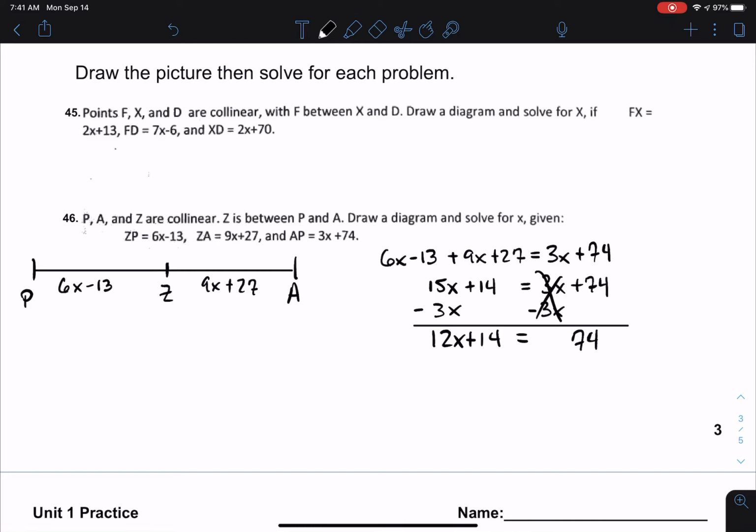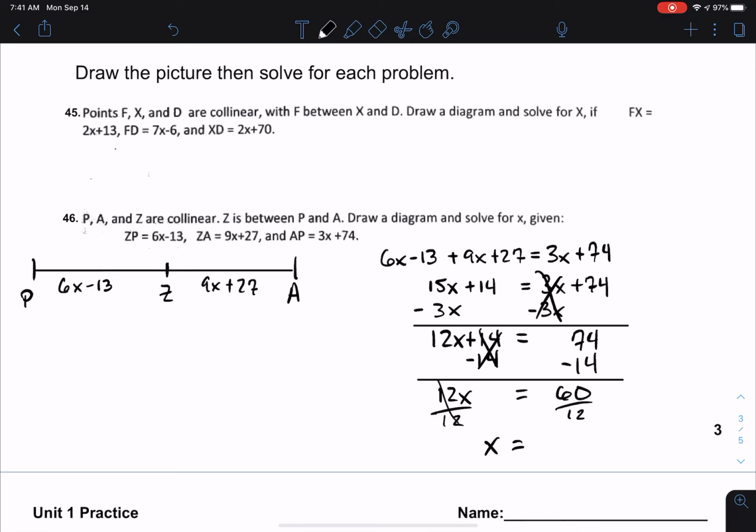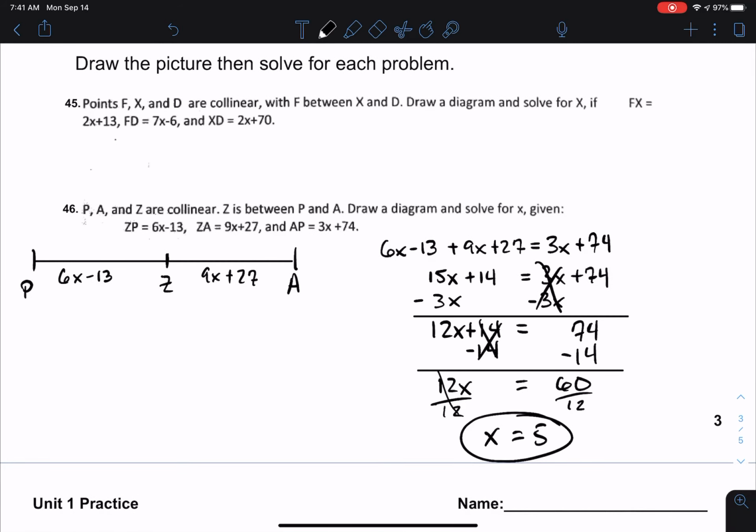Now it's just a two-step equation. We should be able to get it from here. Got to subtract 14 from both sides. This should hopefully be routine by now. And then my last step is to divide by 12. X comes out to be 5. Draw a diagram and solve for X. There we go. That's what we did. X is 5. You guys should be able to do the same thing I just did there on number 45. Okay? You guys should be able to do that.